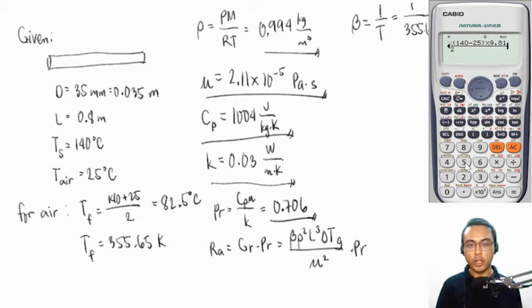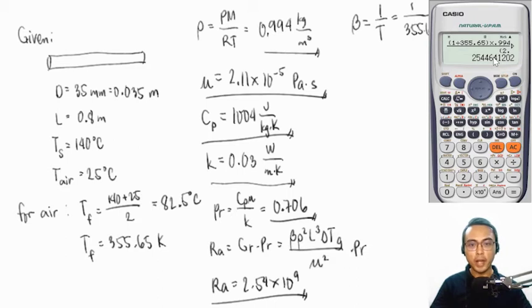Basically, the first factor in our equation is the Grashof number. So we simply multiply that with the Prandtl number, 0.706, to get the Rayleigh number. Our Rayleigh number is given here as 2.54 times 10 raised to 9. Now that we have the Prandtl number and the Rayleigh number, we can substitute them in our Nusselt number correlation to determine our heat transfer coefficient.